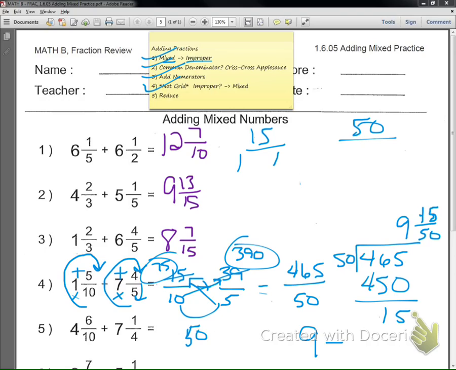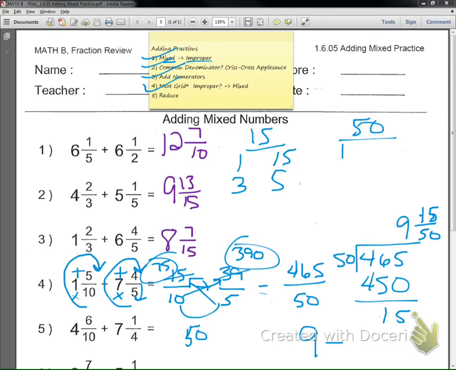15 divided by 1 is 15. 15 can't be divided by 2. It can be divided by 3. 15 divided by 3 is 5. And the only number between 3 and 5 is 4. So 4 doesn't go into 15, so that's it. That's all the factor pairs of 15.